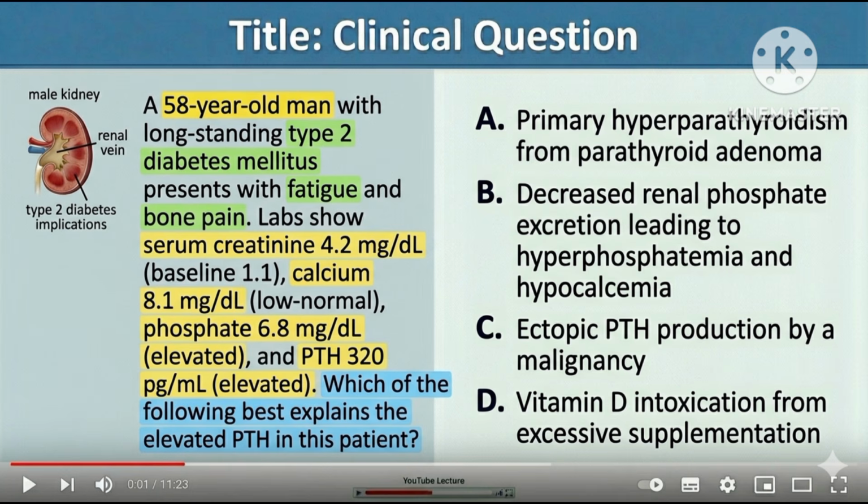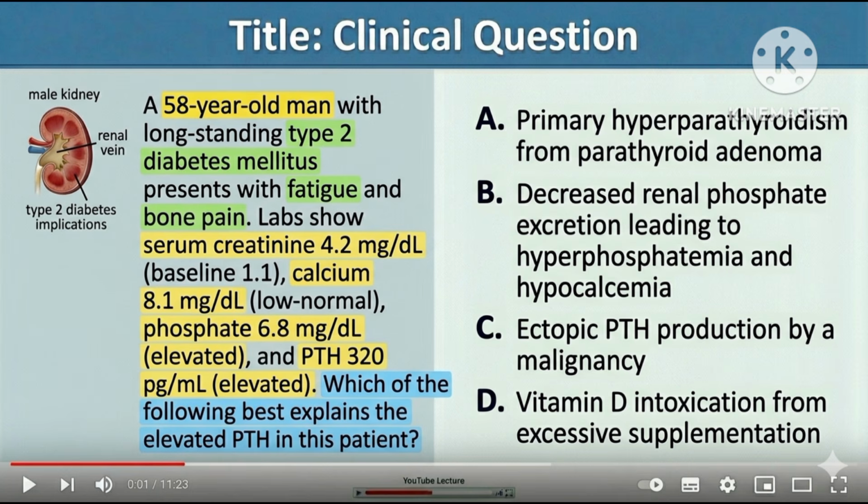Hypocalcemia stimulates parathyroid gland to secrete PTH. PTH acts on osteoclasts to increase bone resorption. Thus, patient presents with bone pain. Fatigue in this patient is due to normocytic normochromic anemia by decreased production of erythropoietin by peritubular fibroblast. Primary hyperparathyroidism will present with high PTH and hypercalcemia, not hypocalcemia.